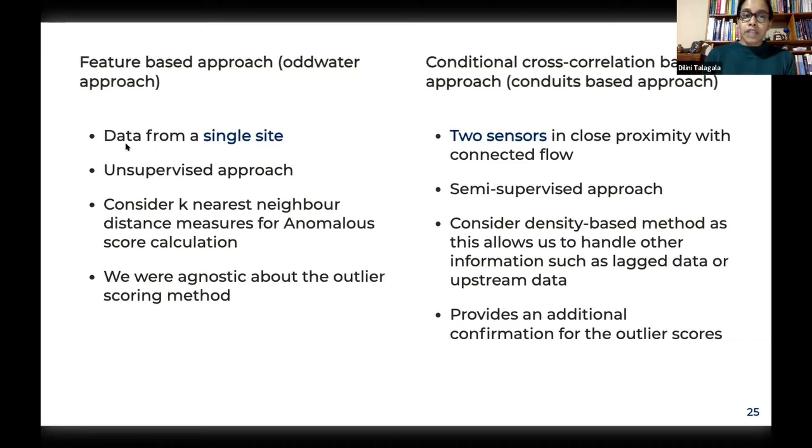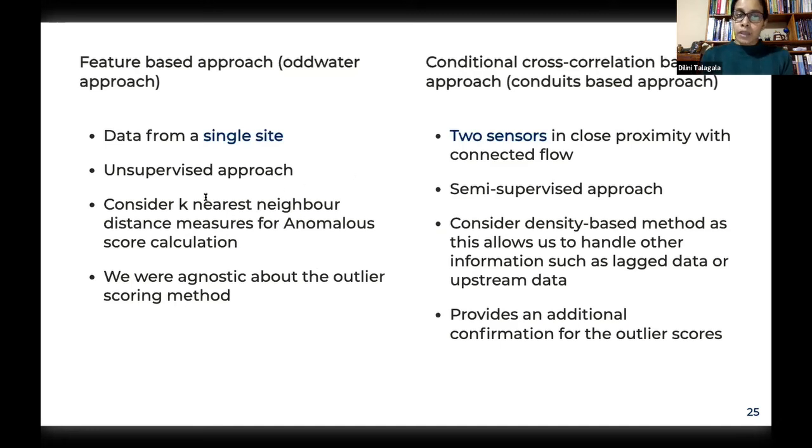Another difference is that our previously proposed algorithm is a completely unsupervised algorithm. That means we don't really need any labeled data sets. Our new proposed algorithm is kind of a semi-supervised algorithm. The reason for me to call it semi-supervised is that we are going to take information coming from the upstream sensor and use that information to predict the downstream sensor. In that case, we assume that our upstream sensor is free from outliers. That's the only thing, and that's the main reason for me to call it a semi-supervised approach. Other than that, we don't need any labeled data to make things work.